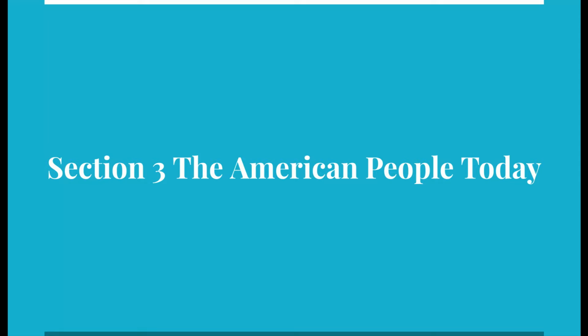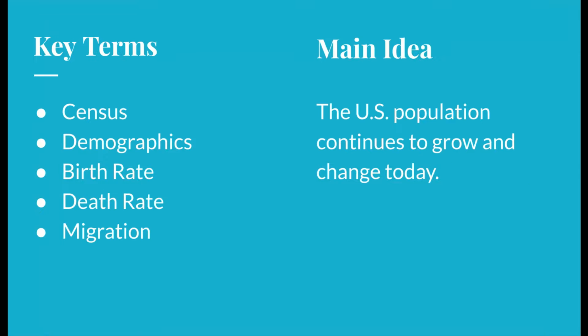Today, we're going to discuss Section 3, The American People Today. Key terms for today are migration, death rate, birth rate, demographics, and the census. The main idea is the U.S. population continues to grow and change today.